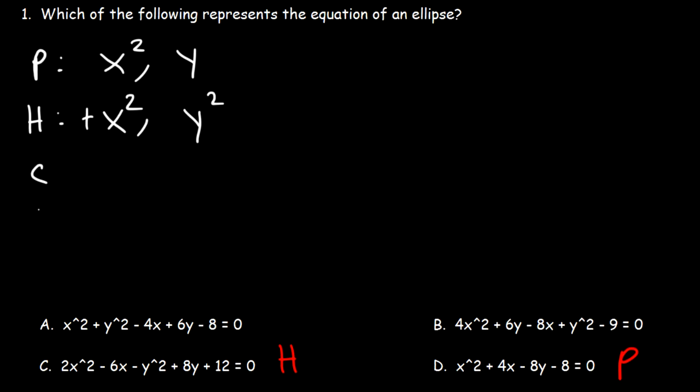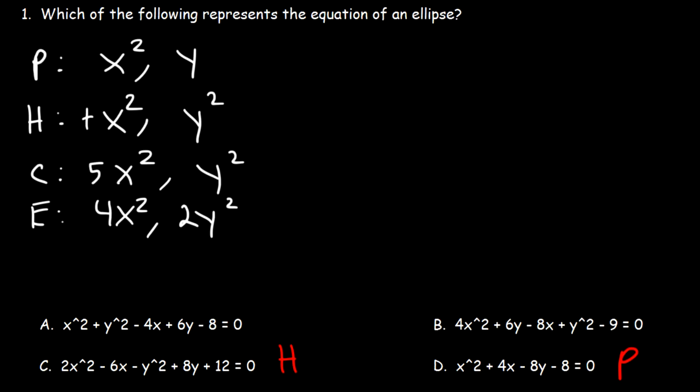Now, for a circle and ellipse, they both have an x squared and a y squared, both of which are positive. But to distinguish a circle from an ellipse, you need to look at the coefficients. In an ellipse, the coefficients are different. In a circle, the coefficients will be the same. So A is a circle because we have a 1x squared and a 1y squared. B is an ellipse because we have a 4x squared and a 1y squared. The coefficients are different. So B is the answer.